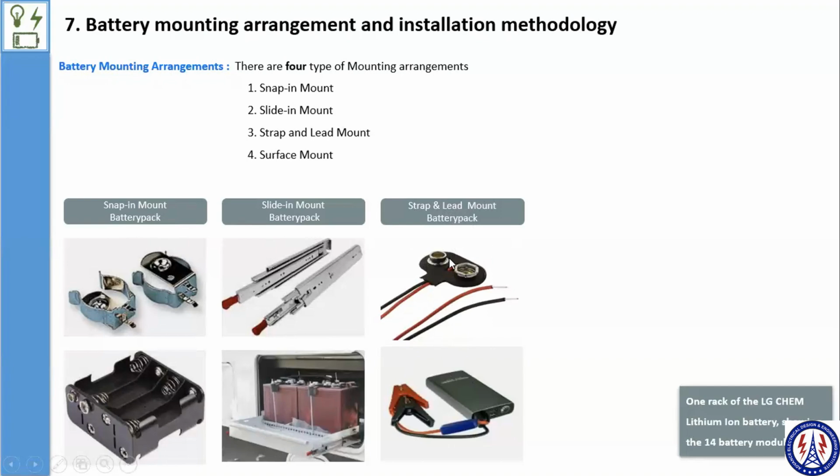Strap and lead mount is very specific to laboratory scenarios, where the battery cannot be packed, right? And having a mobility requirement. So you can easily use this with the leads and the strap. So this is quite applicable in the laboratory part. But now if I look at the surface mount battery pack, this is very common for battery energy storage systems.